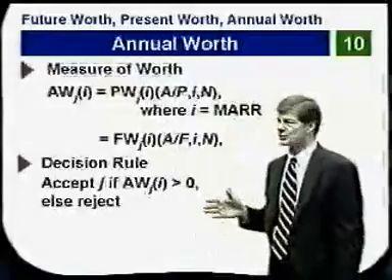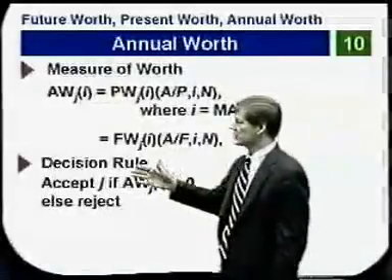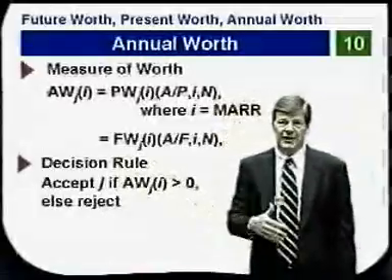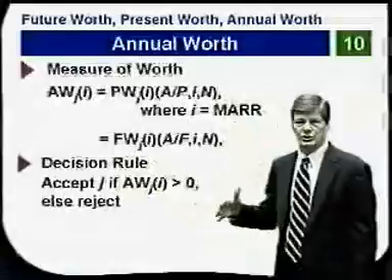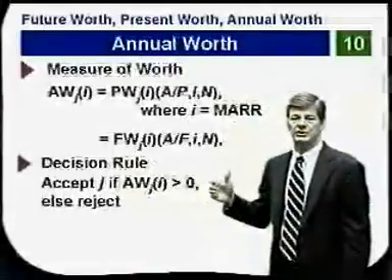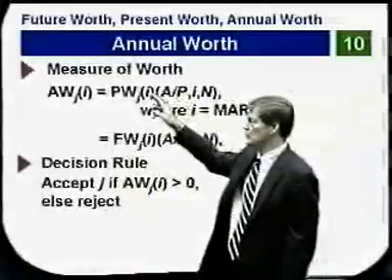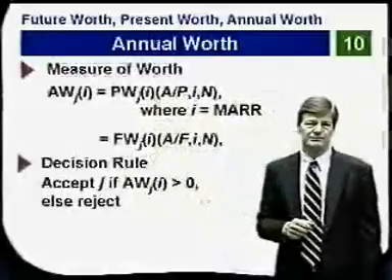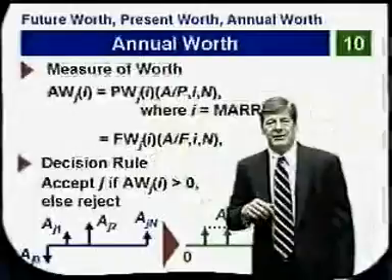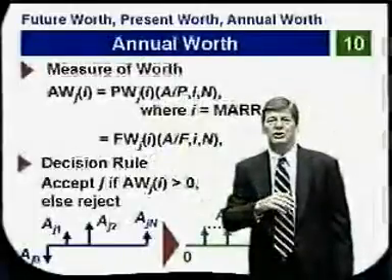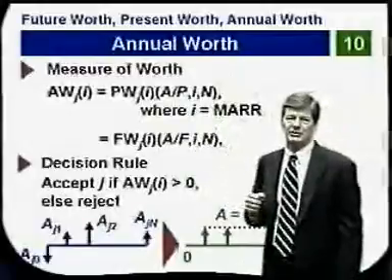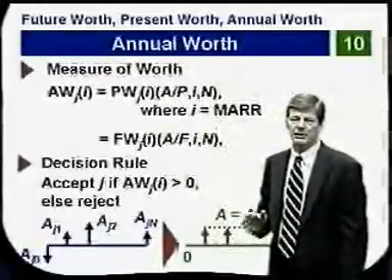There's a decision rule, and that decision rule is we will accept an opportunity J when its annual worth is greater than 0. And that should make sense because we have just shown it made good sense to accept an opportunity when its present worth was greater than 0 or its future worth was greater than 0. If I had to give you a general description of what this measure of worth is basically doing, it would be this.